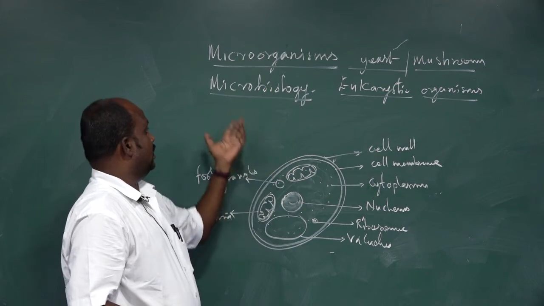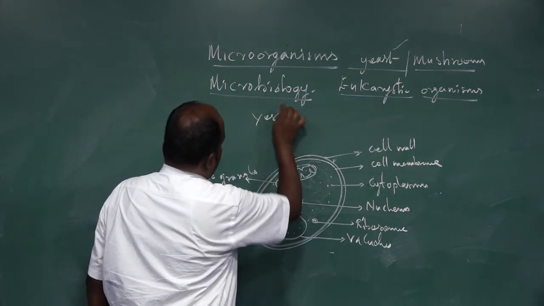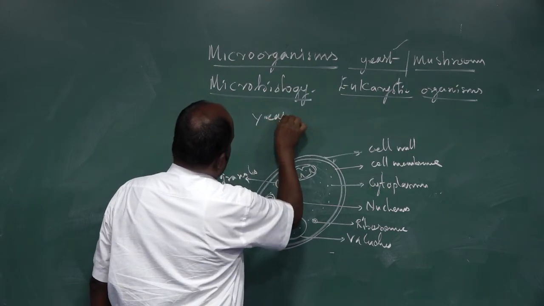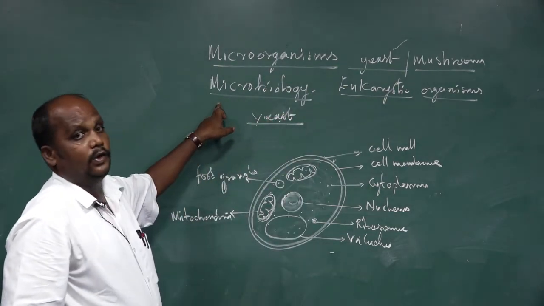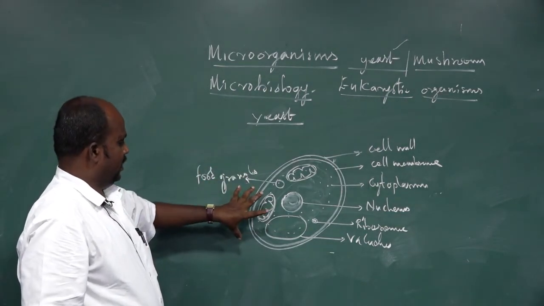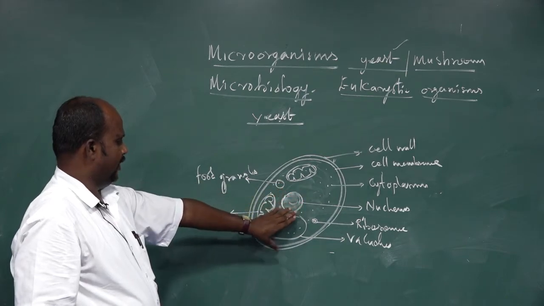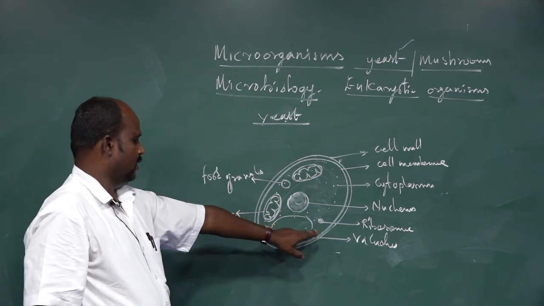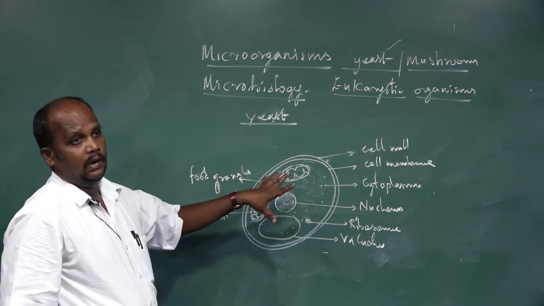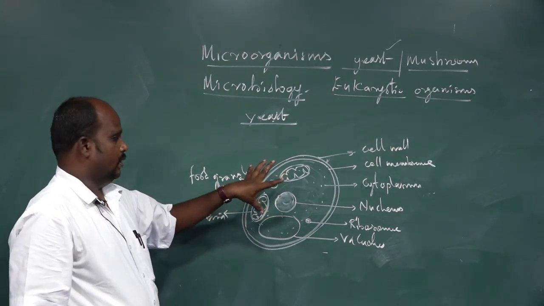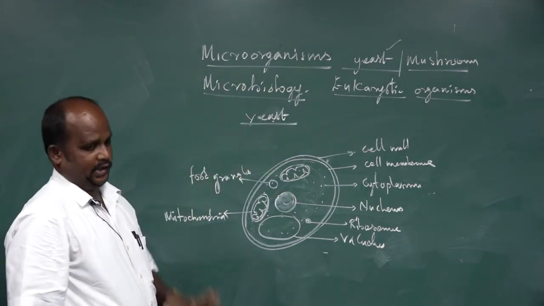So it's a better example for unicellular fungi, the yeast cell structure. Presence of cell membrane, cell wall, cytoplasm, nucleus, ribosome, vacuoles, mitochondria, food granules, all the cell organelles are maximum present. That is the structure of yeast.